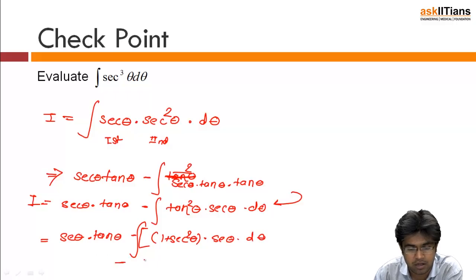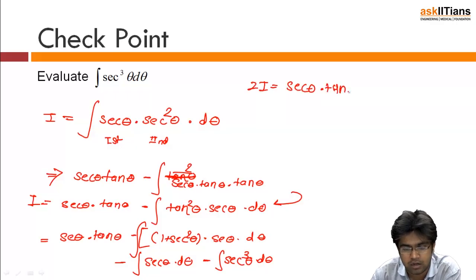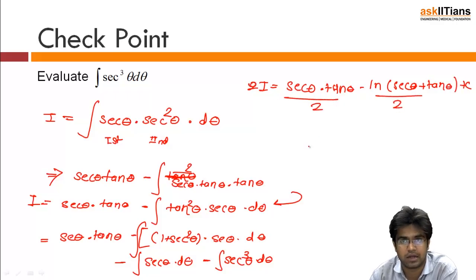What happens is that if I multiply and separate, then integral sec theta d theta and then again minus integral sec cube theta d theta. Sec cube theta is again I. Okay, so this is minus I here. When it goes to the other side, it will become 2I is equal to sec theta into tan theta plus integration of sec x, which is log of sec x plus tan x, and then plus constant of integration. So this 2 you can divide by 2 and this is your final answer.